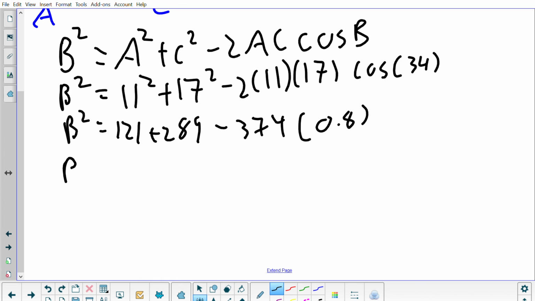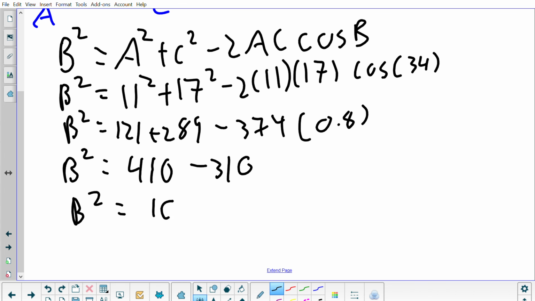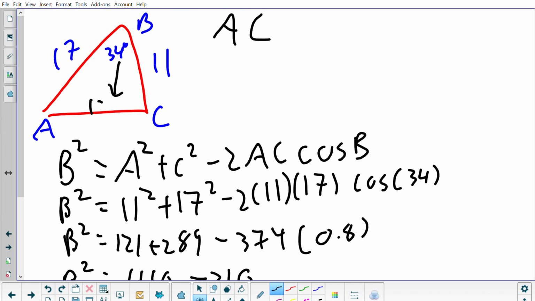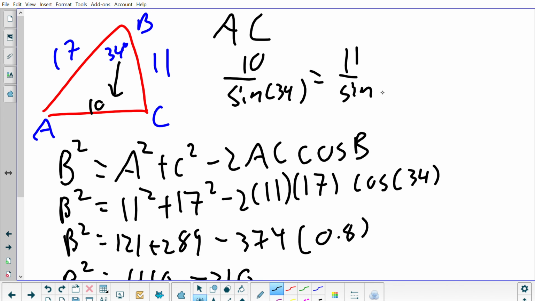Add these together, 410, multiply these together, I get negative 310. And then I have B squared of 100. Square root, B is 10. So now that I know that B is 10, if they wanted me to continue, I could do law of sines and do 10 over sine 34 is equal to 11 over sine A, and go from there.